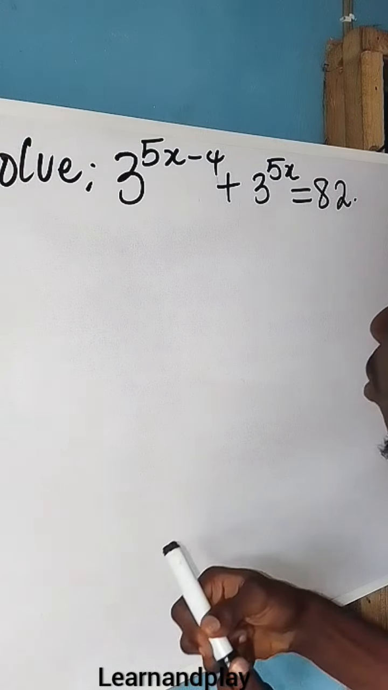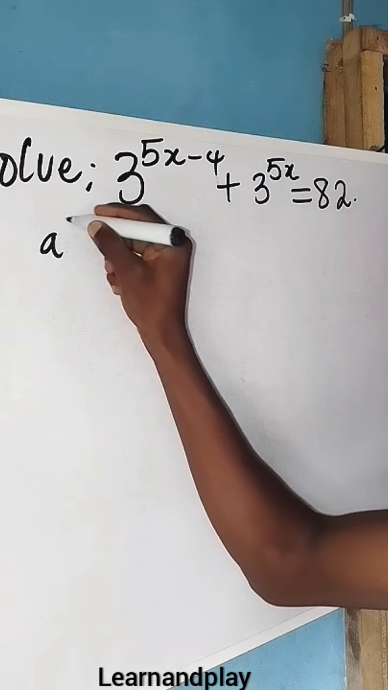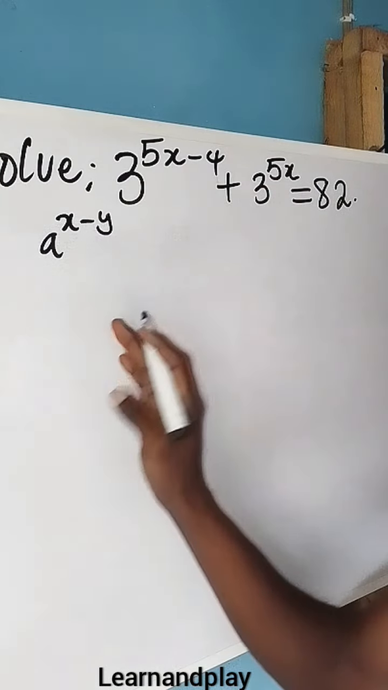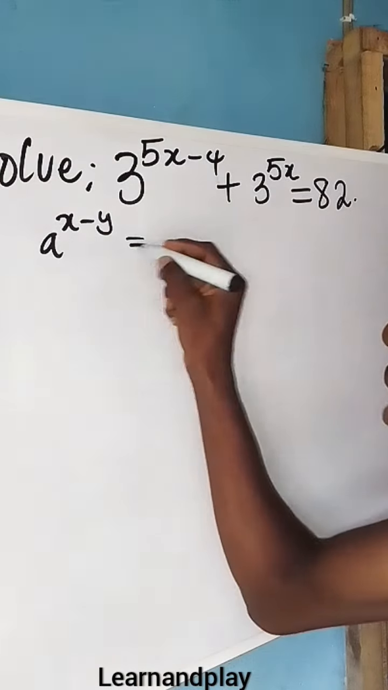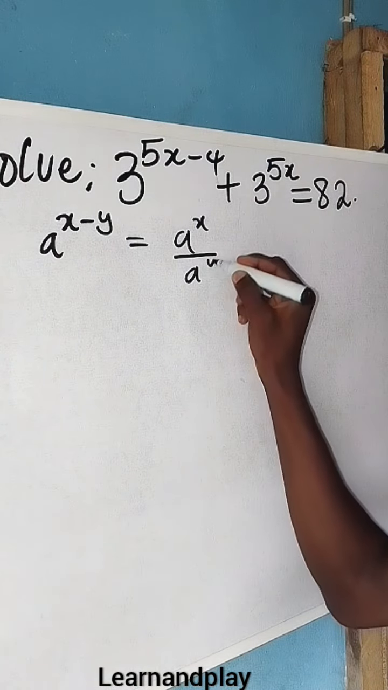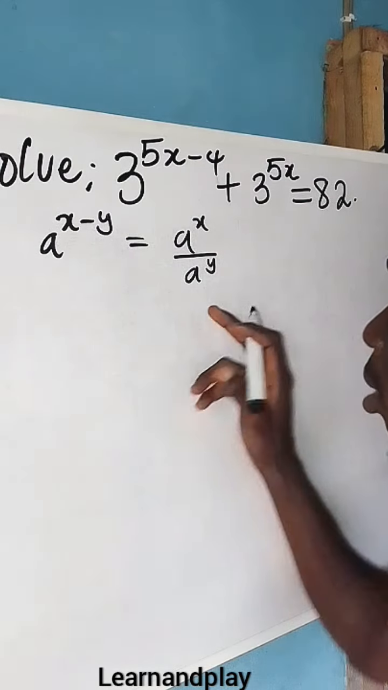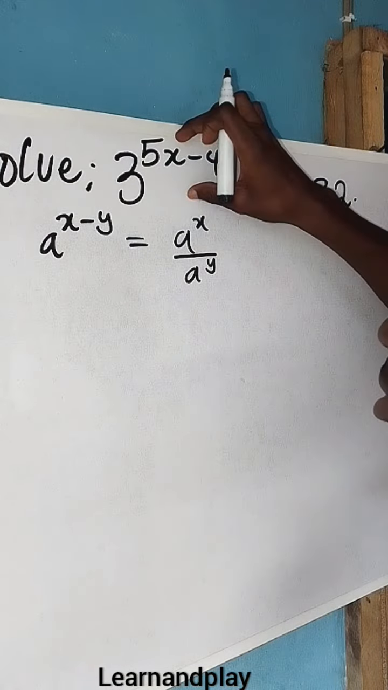indices, which states that if you have a to the power of x, equally this can be expressed as a to the power of x divided by a to the power of y, because in division you subtract the powers when the bases are the same. So let's apply this law in this place and see what we are going to have.